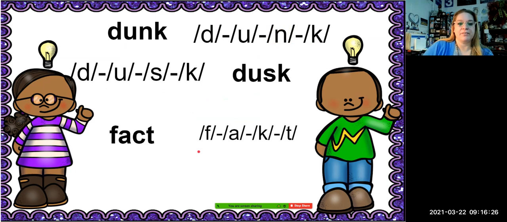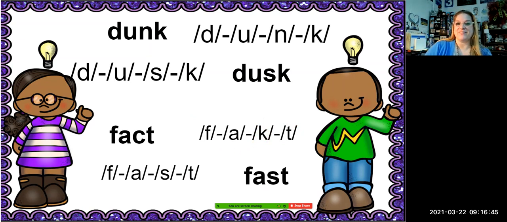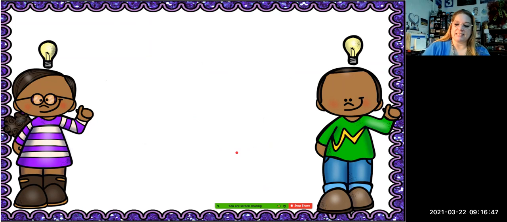We have act. So the kt is the blend. We're going to change the first sound of the blend from k to st. What is the new word going to be? It's going to be fast. Very good. All right. And our last sentence is I am left-handed.